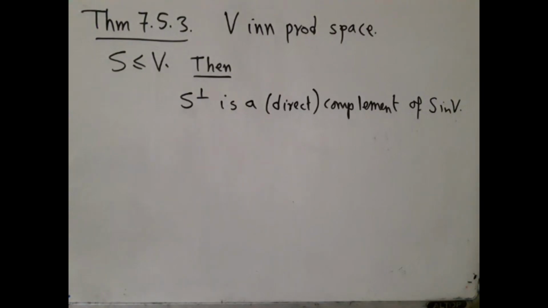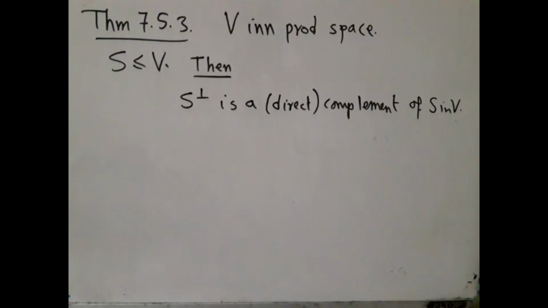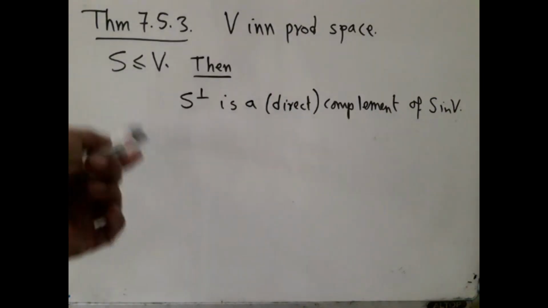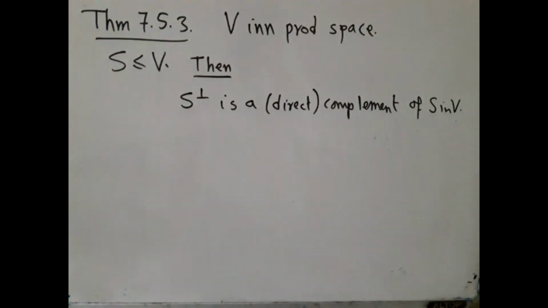The answer is provided by theorem 7.5.3. Here V is an inner product space. We are specializing to inner product space. You start with any subspace S of V, then S perp, the orthogonal complement, is indeed a direct complement of S in V. The theorem has some other parts also, but first let's prove this.